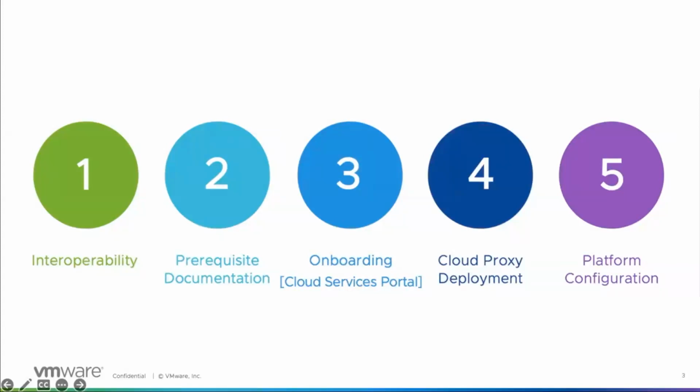Then from there, we get Operations connected into our on-prem environment with a lightweight OVA, or virtual machine, called a cloud proxy. That's what's going to actually make the communication between the SaaS platform hosted by VMware and your data center, whether that be on-prem or on some cloud-hosted environment. The last thing is the platform configuration. Now that the communication is set up between the environments, how do we get the rest of the platform configured to properly collect information, and what are some considerations there?